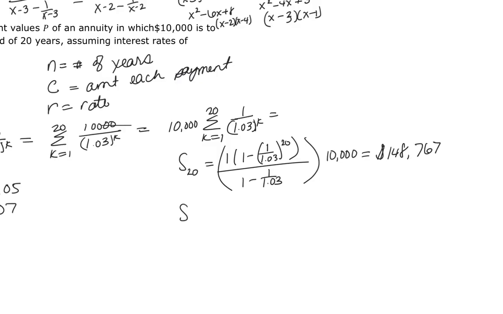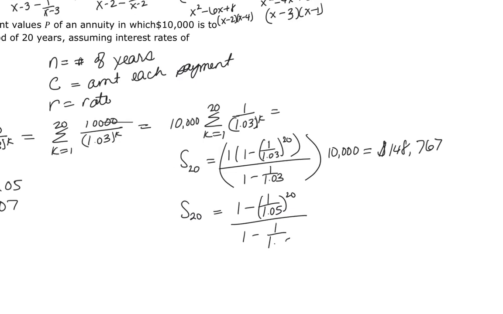148,767. I'm going to do it again, but now I'm not going to worry about the 1. I'm just going to do 1 minus 1 over 1.05 raised to the 20 over 1 minus 1 over 1.05, whatever that equals. Oh, don't forget. I wanted to forget, but don't forget. I'm multiplying this by that 10,000.